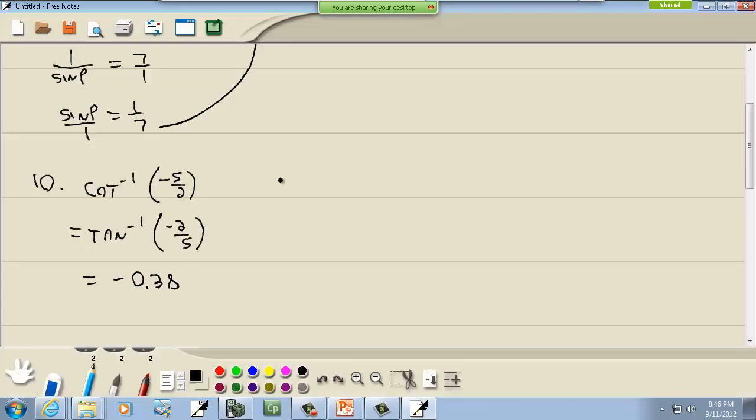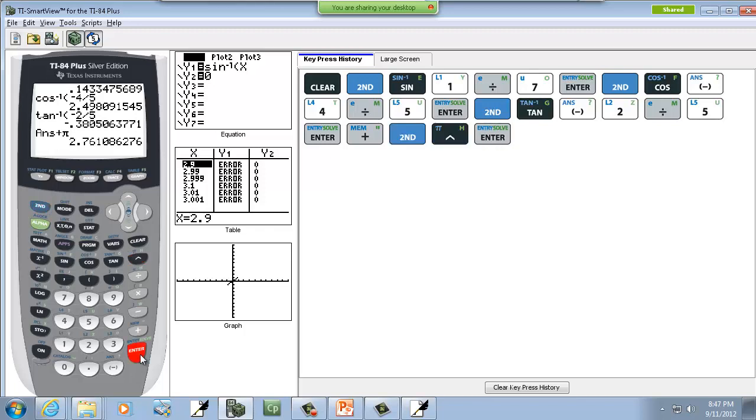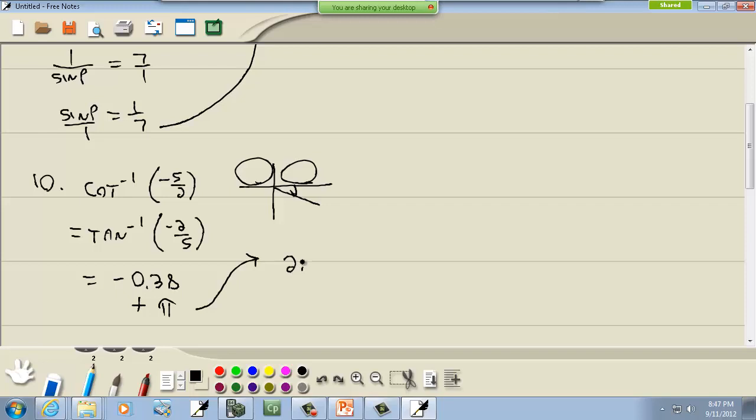That looks right. The problem with that is inverse cotangent is only valid here and here. It's not valid down here at negative 0.38. But we know to get it up here, what we can do is add pi. So if I come over here and do a plus, and I do pi and enter, then we get 2.76, which is our answer. You'll oftentimes have that with the inverse cotangent. You have to add a pi to it to get it up where it should be.